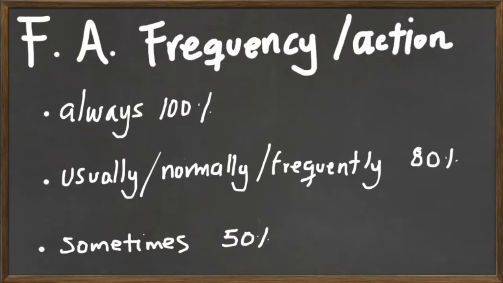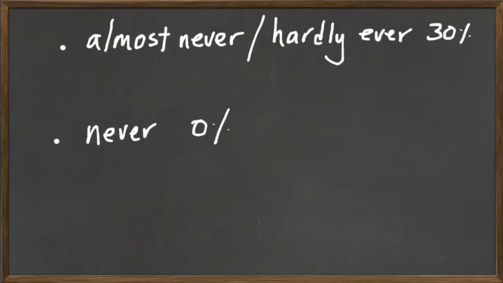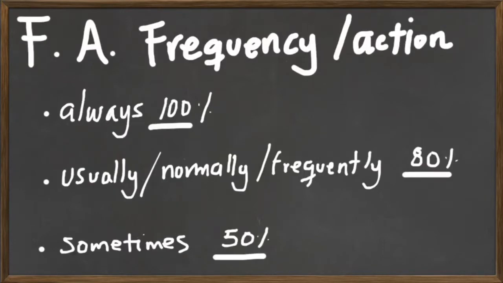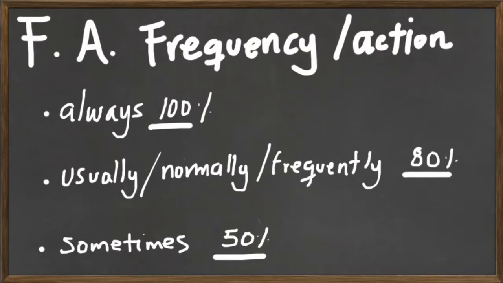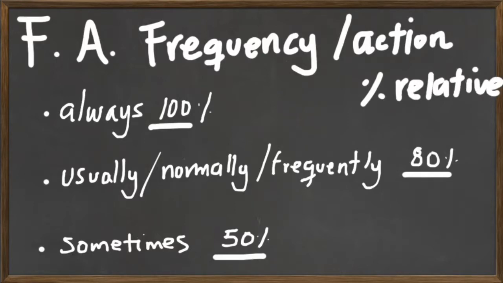We have some here and I need you to repeat them. I will repeat every frequency adverb three times. As you can also notice, there is a percentage that indicates the frequency these actions are done. We have from 100 to 0%. And remember that all these percentages are relative. They are not exact.